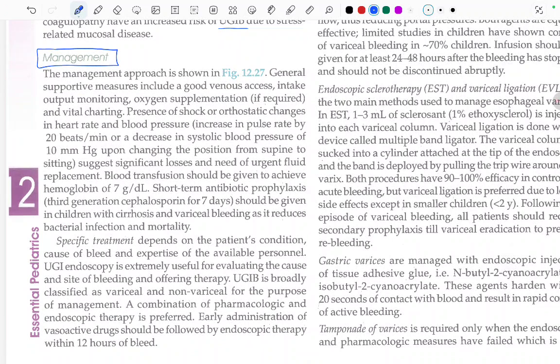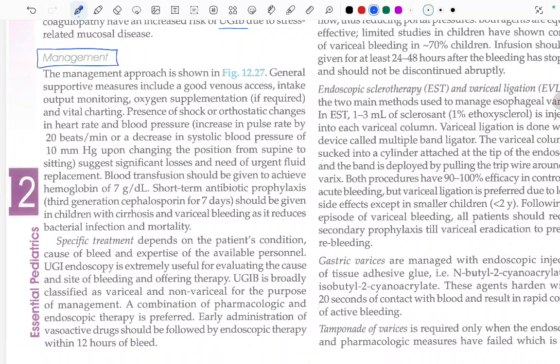We will read that. General supportive measures include good venous access, intake output monitoring, oxygen supplementation, and vital charting. Presence of shock or orthostatic changes in the heart rate and blood pressure, increase in the pulse rate by 20 beats per minute, or a decrease in the systolic BP of 10 mm of Hg upon changing the position from supine to sitting suggests significant losses and need of urgent fluid replacement.